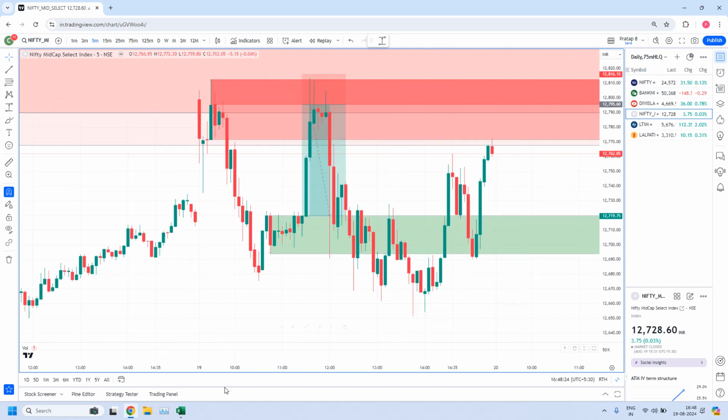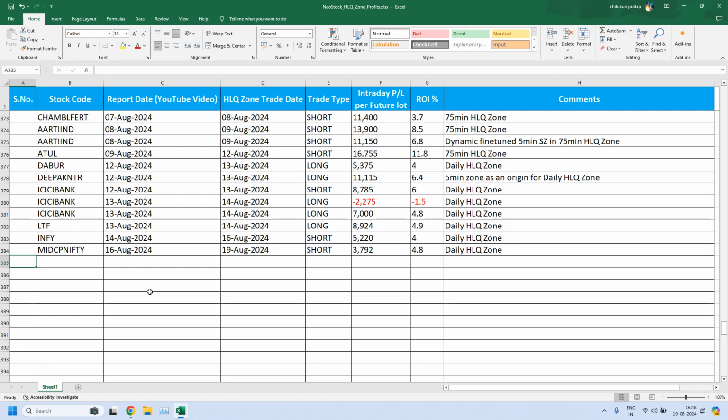Okay, what is the profit we got? It has given 3,792 rupees profit. You may ask, why is the profit very small? The reason is that the margin cost is also very small. The margin cost is around 79,700 or 800 rupees. You can say close to 80,000 rupees.